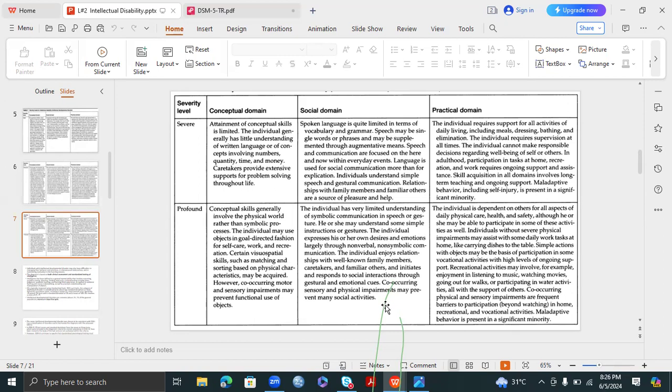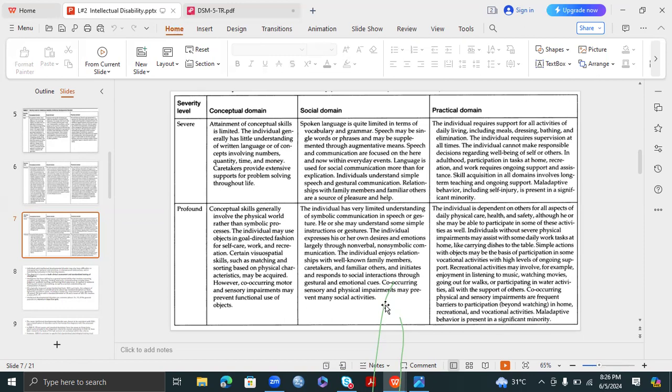They generally have very little understanding of written language, and especially numbers, or you can say numerics. It can be in terms of quantity, time, money, anything. But if it's numeric, then it's probably very difficult. All right. And the caregivers have to provide very extensive care for problem solving throughout their life. All right.